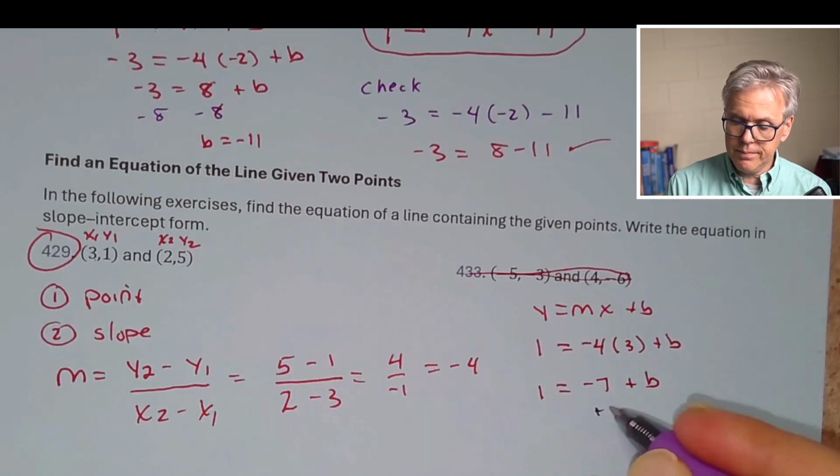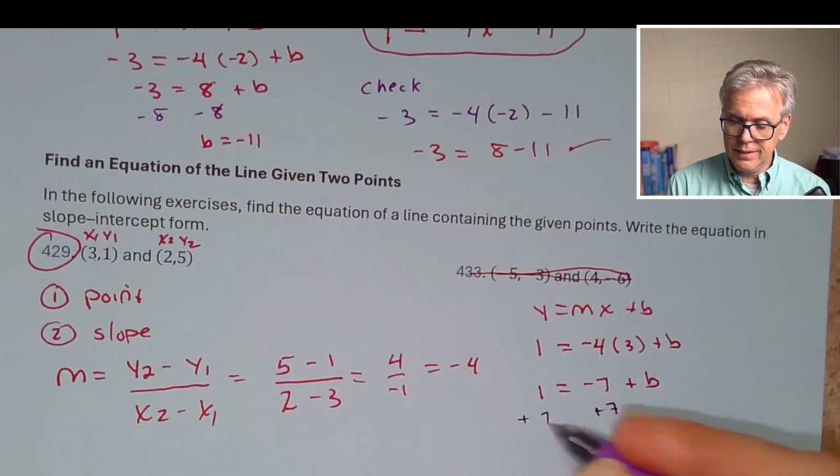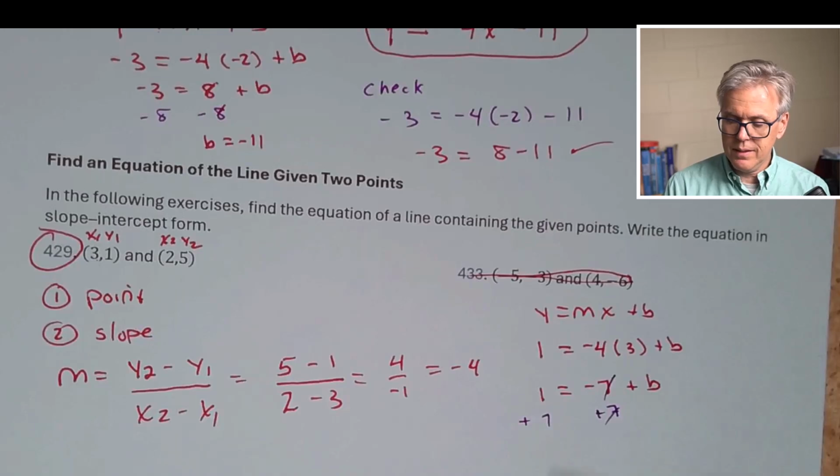Add 8 to both sides. Sorry, add 7 to both sides. I was kind of forecasting what the answer was. So b equals 1 plus 7, which is 8.